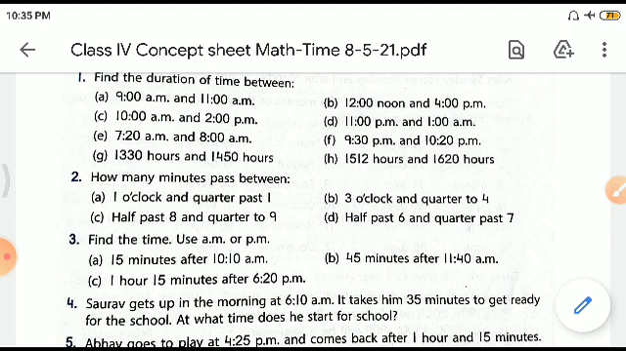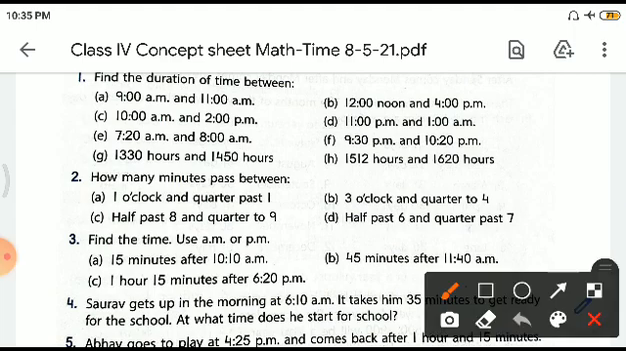Now, question number 2. How many minutes pass between 1 o'clock and quarter past 1? Quarter past 1 is 1:15, 1 hour 15 minutes. It is quarter past. If it had been quarter to, that means 15 minutes before 1, so it would have been 12:45.